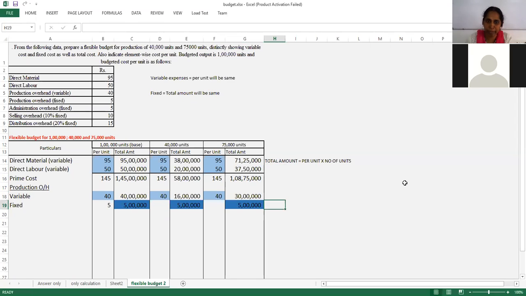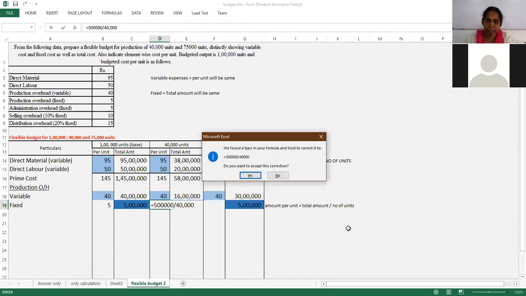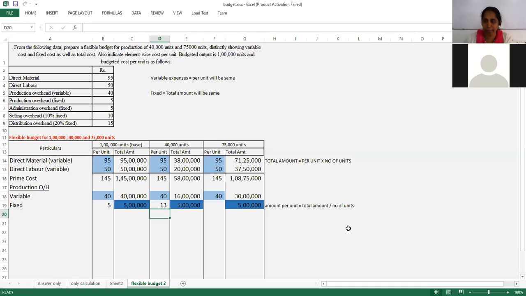How to calculate per unit? Amount per unit equal to total amount divided by number of units. That's it. Here I'm going to calculate what is the total amount. Total amounts are 5 lakhs divided by number of units, which are 40,000.